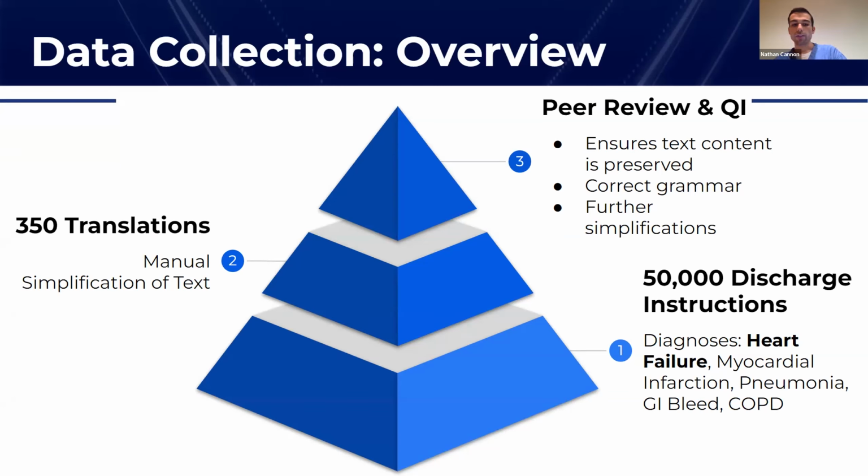Finally, the third and final step was peer review and quality improvement, where each translation was reviewed by at least 2 translators, and then a word processor was used to eliminate any spelling or grammar errors. This just ensured that the original content was preserved and that the text was fully simplified. Next, we'll take a closer look at step 2, which is the translation process.